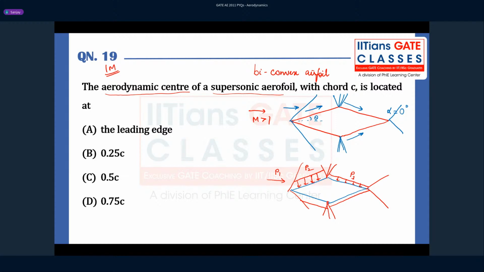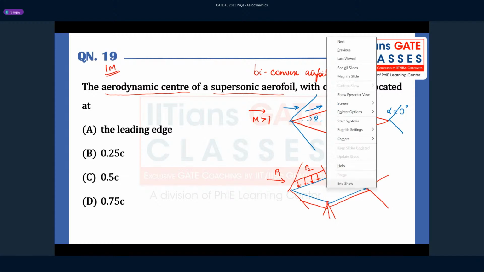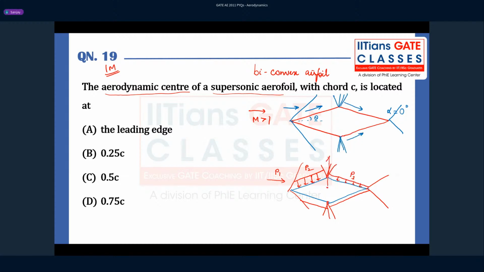So what is aerodynamic center, guys? Aerodynamic center is a fixed point on the airfoil which does not vary with angle of attack. So here the resultant of all these pressure forces will usually act at the center. So all your lift will act at the center. The center is generally the half chord point, which is C by 2. So the aerodynamic center lies at C by 2, which is at 0.5 C.